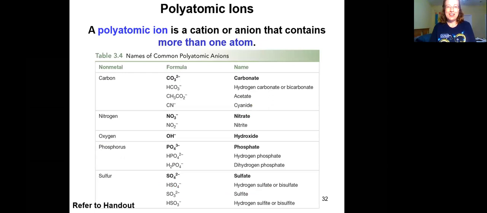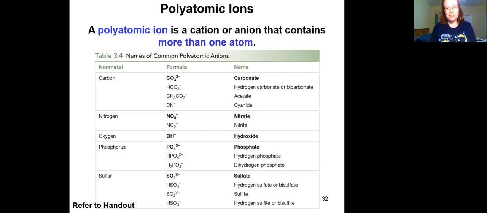All right, we're getting near the end. This is the polyatomic ions part. A polyatomic ion is a cation with a positive charge or an anion with a negative charge overall. It contains more than one atom though. Poly meaning many, atoms, polyatomic ion.